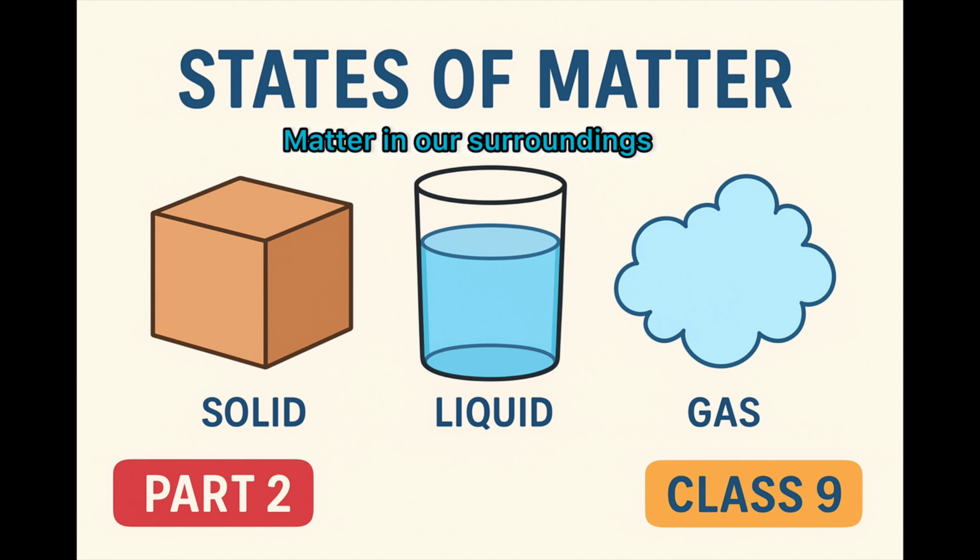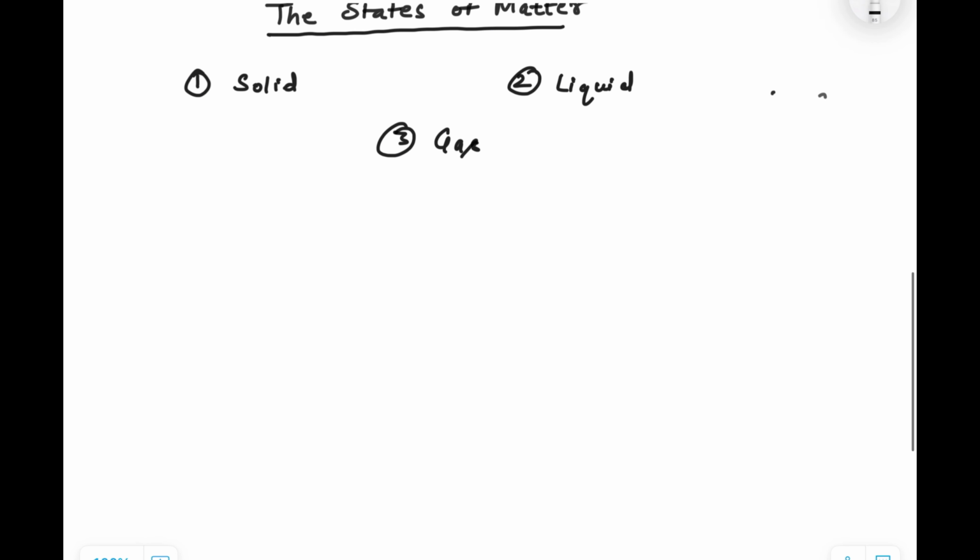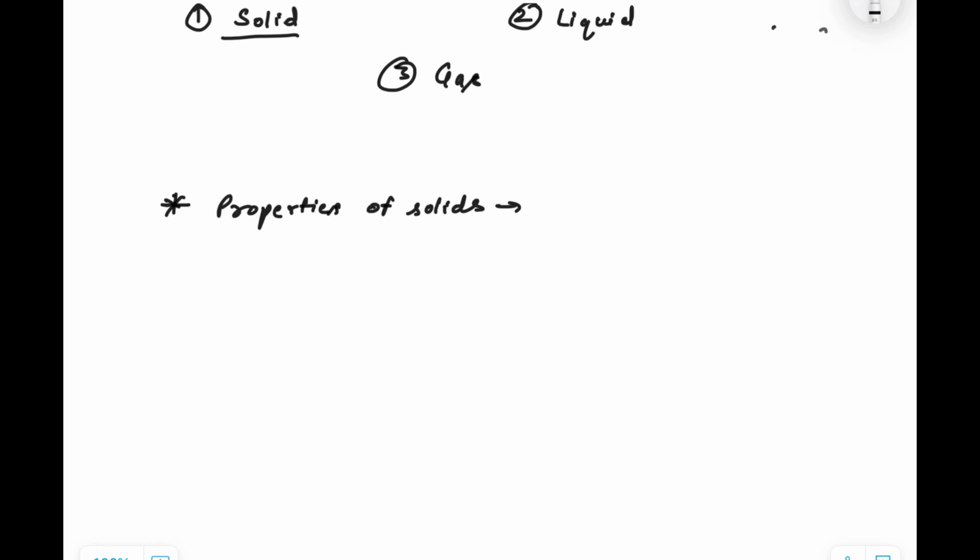Today we are going to learn about three states of matter. And we know matter exists in three main physical states: solid, liquid, and gas. Let's first discuss the solid state. We know solids are one of the three main states of matter. They have some unique properties that make them different from liquids and gases.